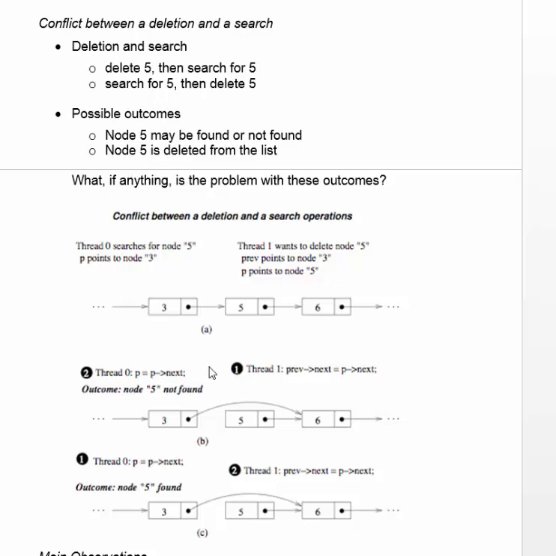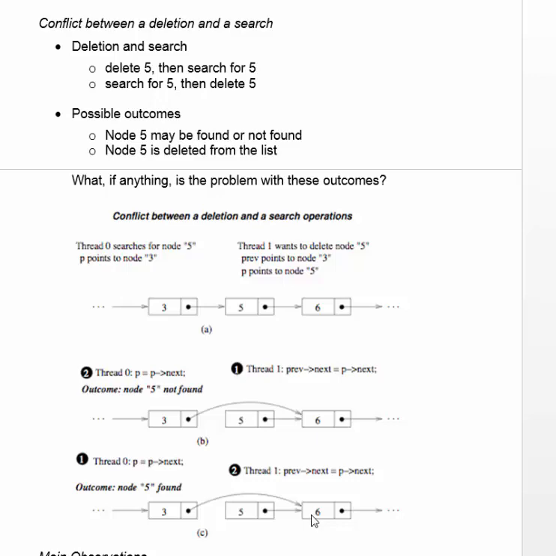So let's look at the way this takes place. We start out with a list 3, 5, 6. The first thing we try to do is to delete node 5 from the list. We set the next pointer from node 3 to point directly to node 6, and then the other thread follows the next pointer of 3 that points to 6, thereby bypassing 5, so 5 is not found on the list.